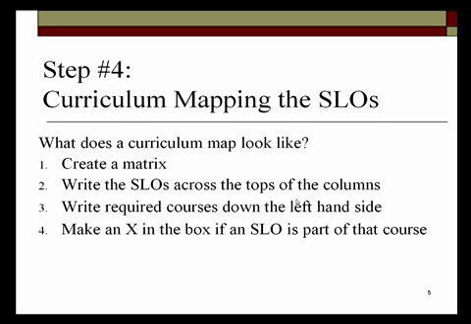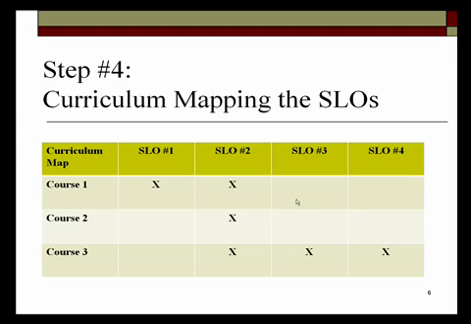What does a curriculum map look like? First, you create a matrix that has as many columns as you have SLOs and as many rows as you have required courses. Second, write the names of the SLOs across the tops of the columns. And third, write the names of the required courses down the left-hand side. Fourth, make an X in the box if an SLO is part of a required course. Here you can see a matrix that shows a program with 4 SLOs and 3 required courses. There is an X in the box wherever an SLO can be found in a required course.